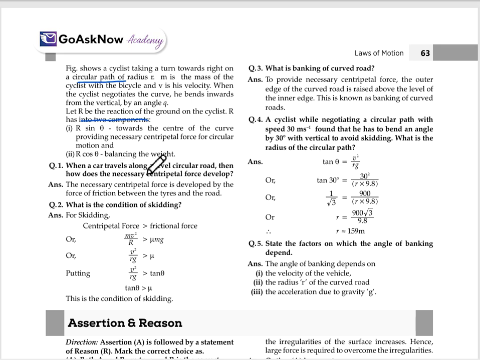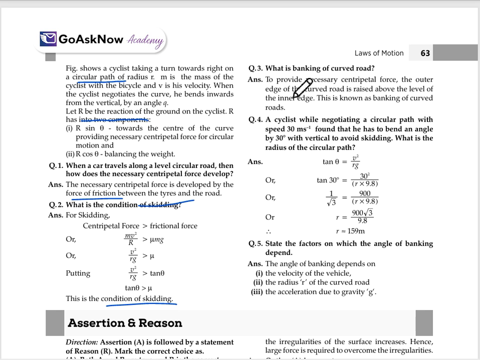When the car travels in a level circular path, how does the necessary centripetal force develop? The necessary centripetal force is developed by the force of friction between the tires and the road. The condition of skidding is when centripetal force is greater than frictional force. We substitute the values, mv square upon r greater than mu mg, then v square upon rg greater than mu. We get tan theta greater than mu. So this will be the condition of skidding.